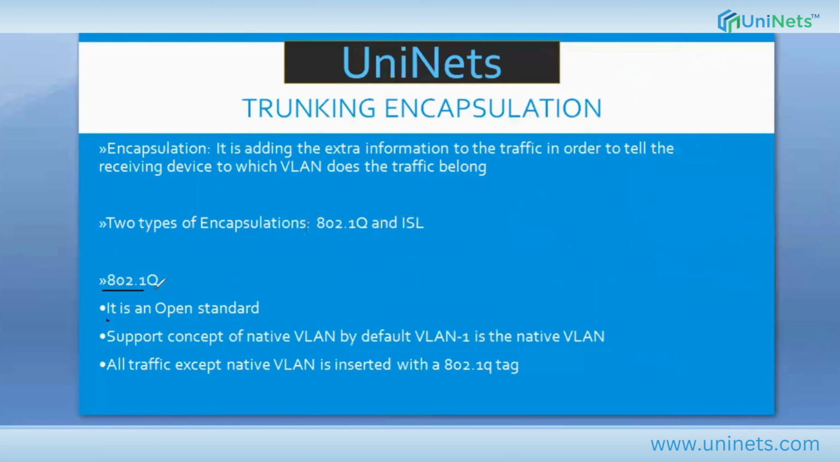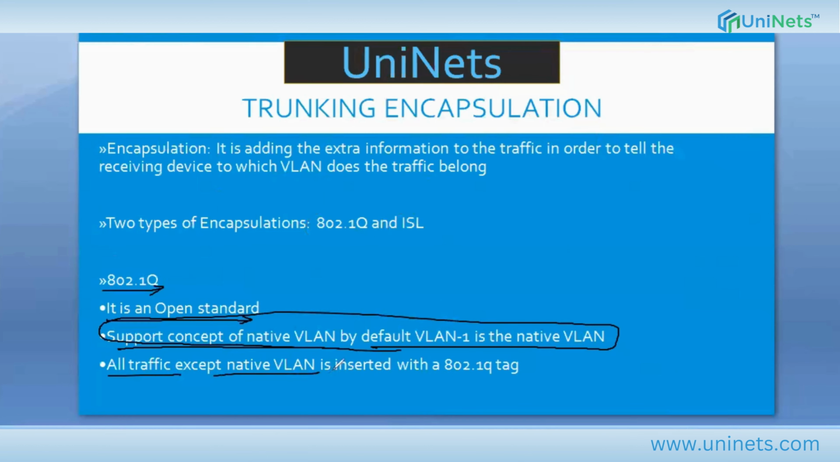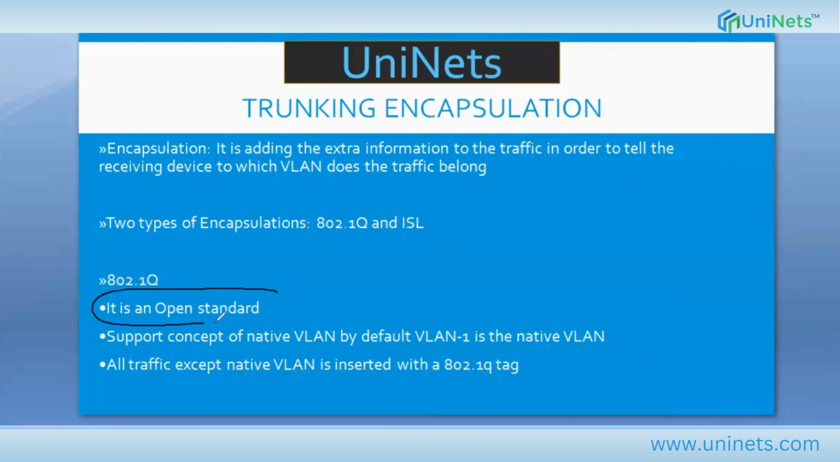802.1q is an open standard, and it supports the concept of native VLAN. By default, VLAN 1 is the native VLAN. What is native VLAN? We'll be discussing that. Don't worry about it here. And all the traffic except native VLAN is inserted with an 802.1q tag. So first you see this only, it is an open standard.